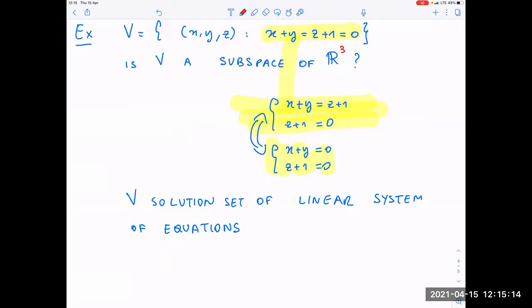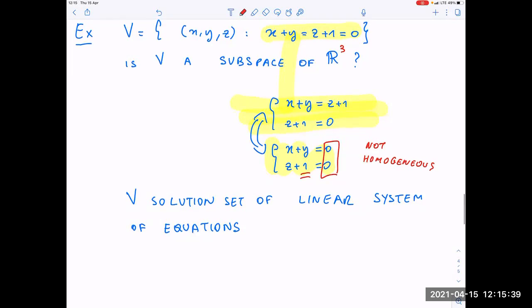Yes, so you're saying a lot of things. And what is the point? The point is that this system is not homogeneous, right? Not homogeneous. And why is it not homogeneous? Well, because there is a 1 here, right? So I did not take all the known terms to the right. Okay, so it's a solution set of a linear system that is non-homogeneous.